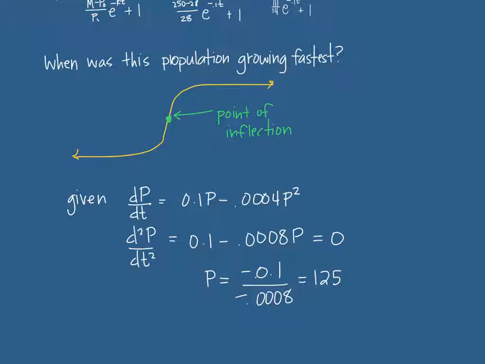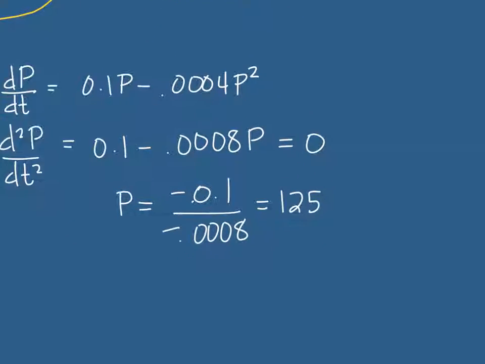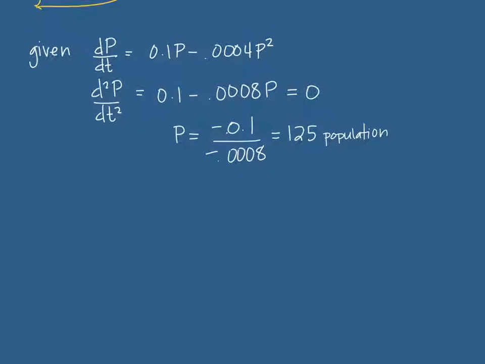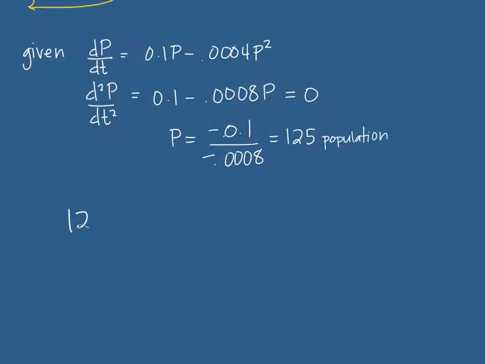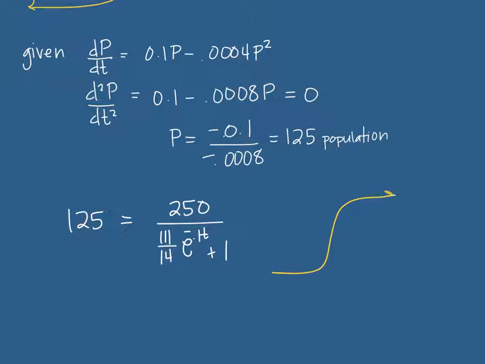That is when. Sorry, yes, population. You're right. So that's the highest growth, at that population the growth rate is happening the fastest. So then, yeah, plug 125 back into the 250 over 111 over 14 e to the negative 0.1t plus 1. Let your calculator solve that though. What I would do on my calculator is graph it like this, throw a horizontal line there at 125, and let the calculator determine that point for me.